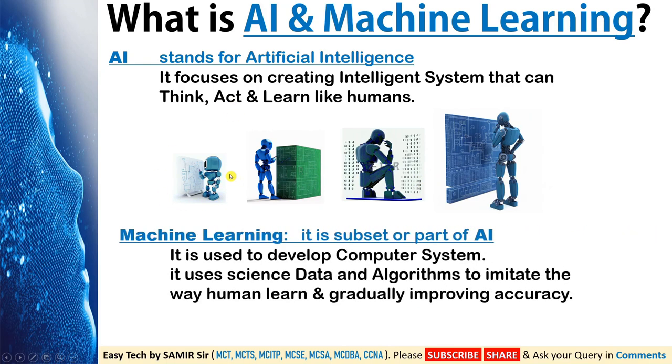Now, what is machine learning? Machine learning is a subset of AI. That means machine learning is one part of artificial intelligence. It is used to develop a computer system which uses science, data, algorithms, formulas in the same way how we humans learn, and gradually improves the accuracy. So AI is something more. Machine learning is a part of AI.